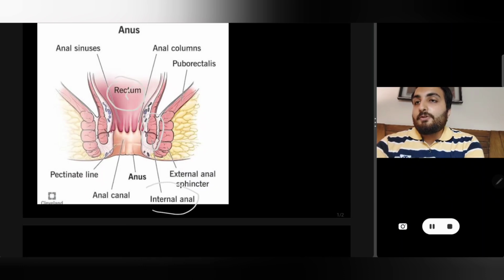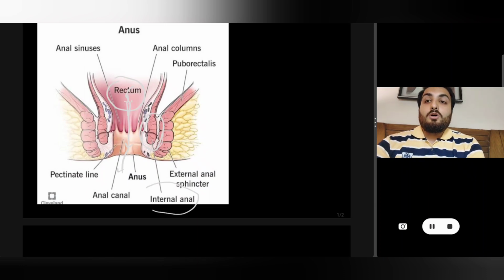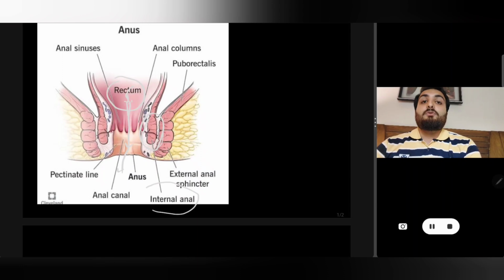When the fecal matter moves from the rectum, the internal anal sphincter becomes relaxed, and it causes the movement of the fecal matter into the anus and through the anus to the outside of the body. The movement of the internal anal sphincter is involuntary. However, the movement of the external anal sphincter is voluntary.